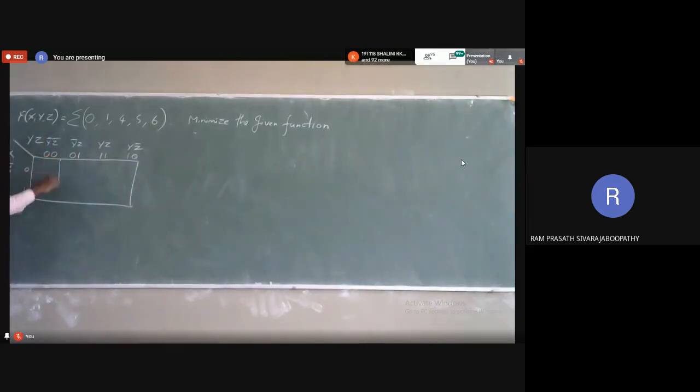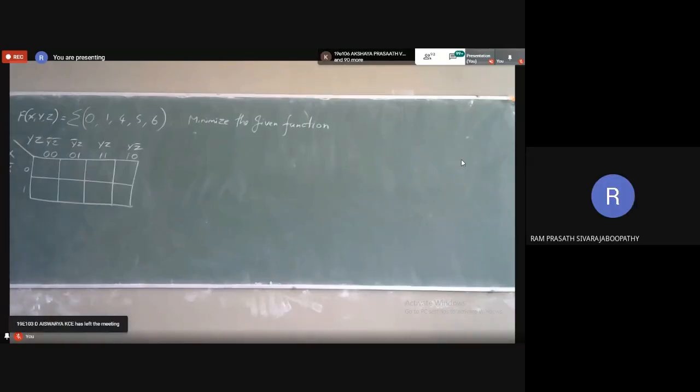Ram sir, the right side of the board is hidden a bit. Sorry, ma'am. Wait. So this one is x and this one is x bar. This one is x. So here we have taken x. Is it clear? Okay. Now I am going to number the cells.